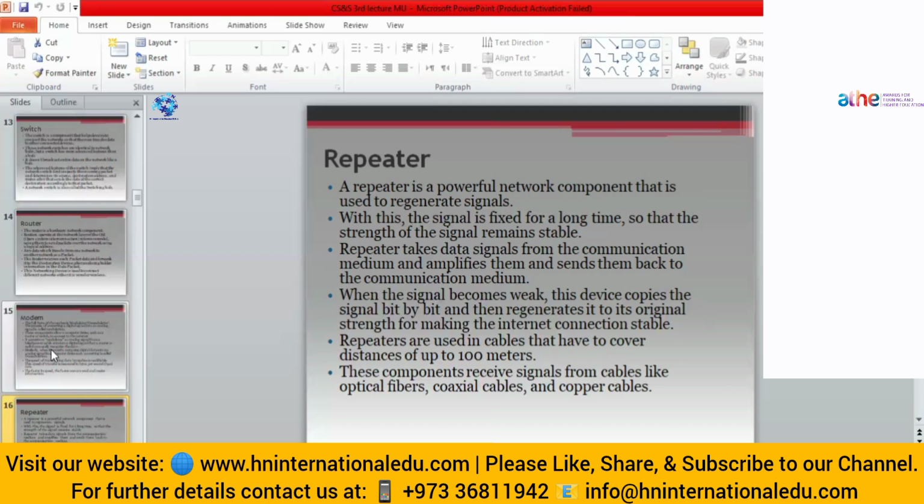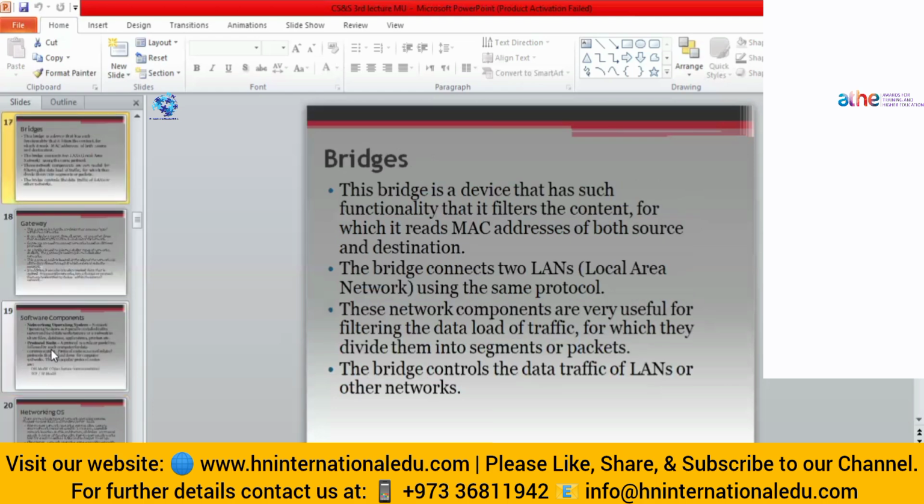A repeater takes the data signal from the communication medium, amplifies it, and sends it back to the communication medium. So the purpose of the repeater is only to strengthen the signal. When the signal becomes weak, this device copies the signal bit by bit and regenerates it to its original strength for making the internet connection stable. Repeaters are used in cables that have to cover a distance of 100 meters or more. These components receive signals from cables like fiber optic cable, coaxial cable, and copper cables.